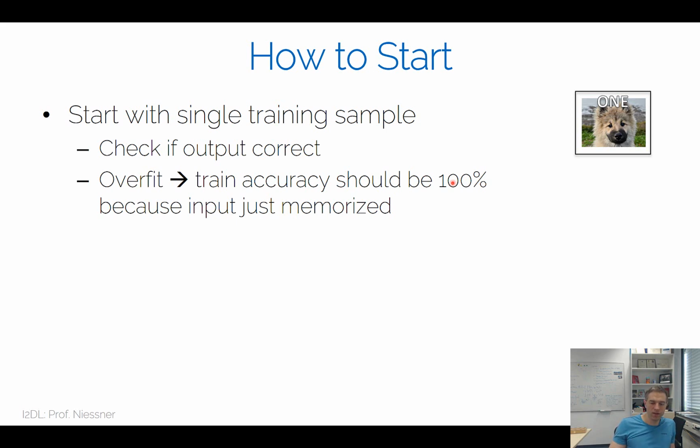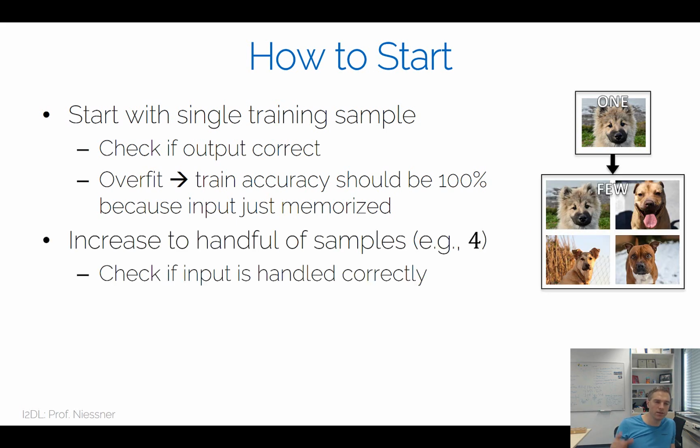Then, once you have that one, you increase to a handful of examples, right? So you increase to, let's say, 4 samples. Four samples is still completely overfitting. There's no chance on earth that we would ever learn anything from that. But we don't care about it. It's just for debugging your code. So you increase to a handful of samples.